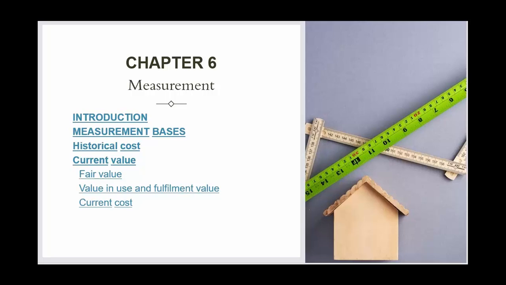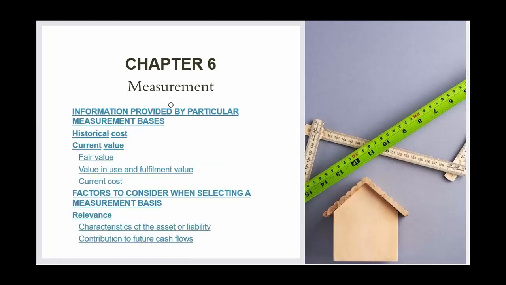The first topic that we are going to cover is an introduction to Chapter 6. After that, we are going to talk about measurement bases. Under measurement bases, we are going to discuss historical cost, current value, and under current value, we will cover fair value, value in use and fulfillment value, current cost. Then we go to our third topic, which is information provided by particular measurement bases. Under this topic, we're going to talk about historical cost, current value, and under current value, we again discuss fair value, value in use and fulfillment value, current cost.